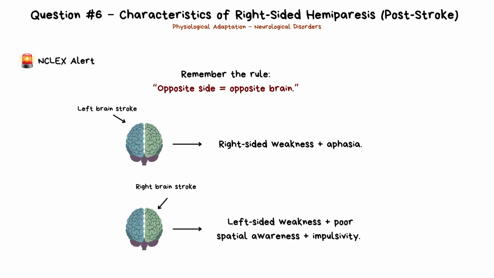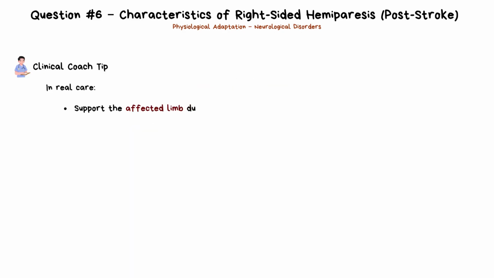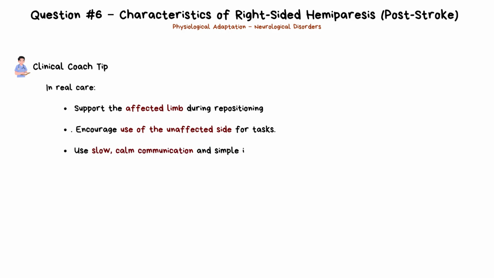Now your clinical coach takeaway. When caring for a hemiparetic client, always support the affected limb during repositioning. Encourage use of the unaffected side for daily tasks. And when aphasia is present, use slow, calm communication with short, simple instructions. Alright, that completes question 6. Let's keep going to the next one.